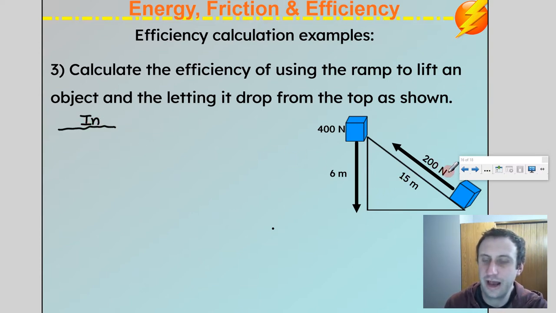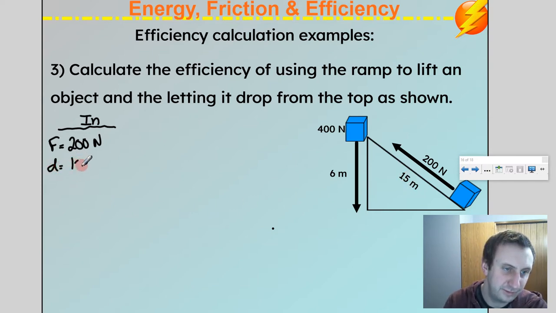My input energy, I have 200 newtons. That's a force. It's an ugly F. 200 newtons. And then I have a distance of 15 meters. So distance is 15 meters. I want to know what my work is for the input.